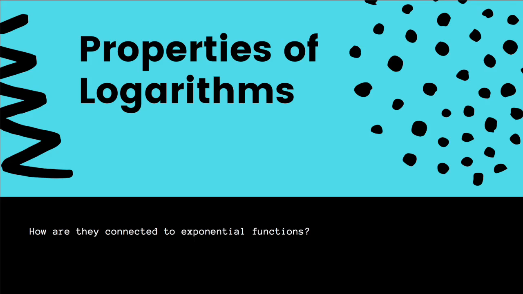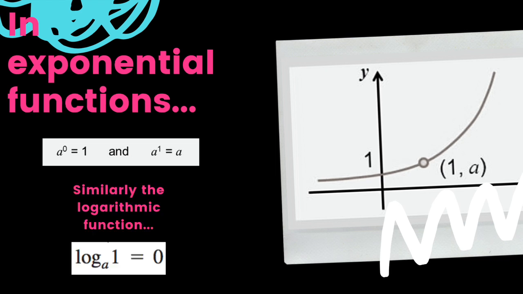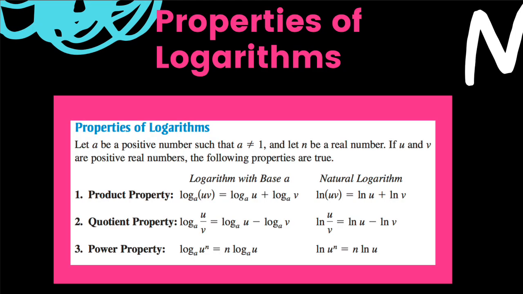Next, we have properties of logarithm. This topic can be connected with previous knowledge about exponential functions, since they are inverse functions. In exponential functions, the exponential property a to the 0 equals 1 has the corresponding logarithmic property of logarithm base a of 1 equals 0. This brings us to the properties of logarithms.